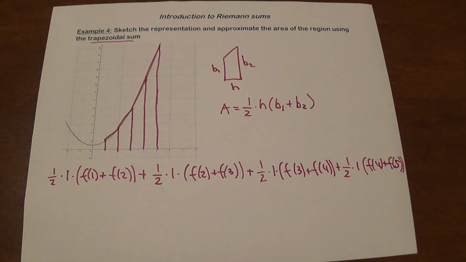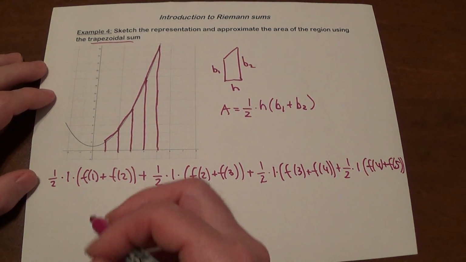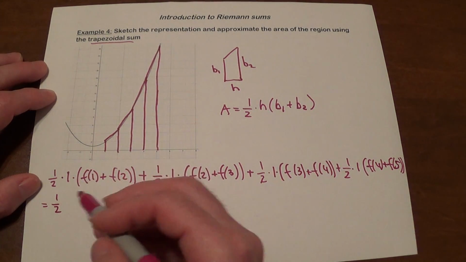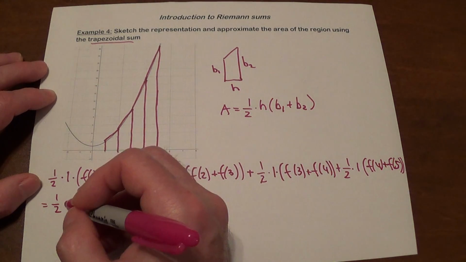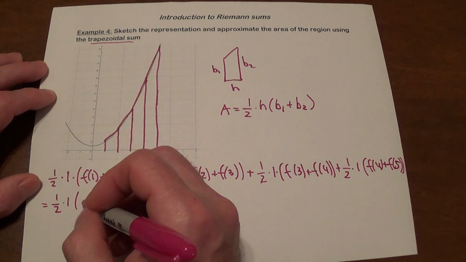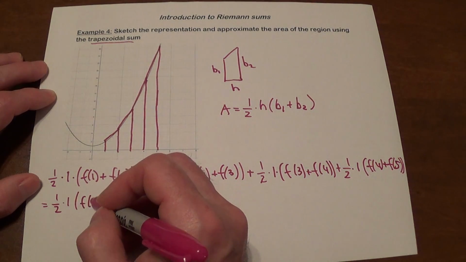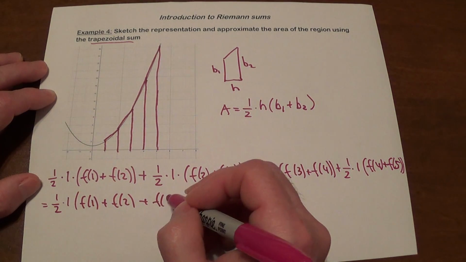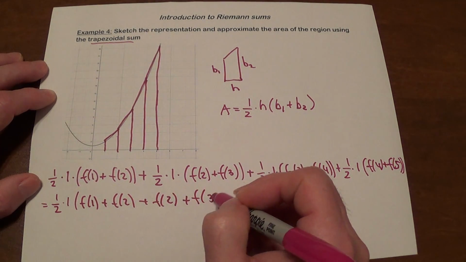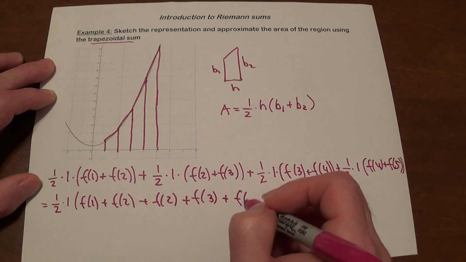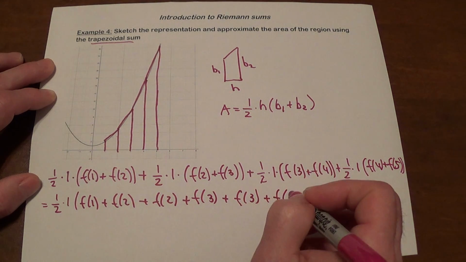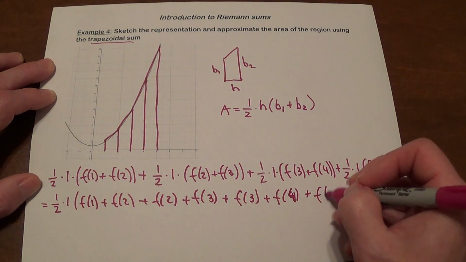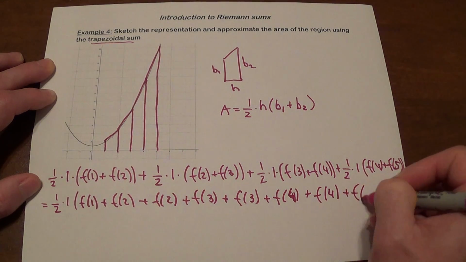Okay, so what would make sense here is we have 1/2 in front of each one, so we can factor it out. Because the width is the same, we can pretty much neglect it, but I'll write it here. And what's going to be left? It's going to be f of 1 plus f of 2 plus f of 2 plus f of 3 plus f of 3 plus f of 4 plus f of 4 plus f of 5.